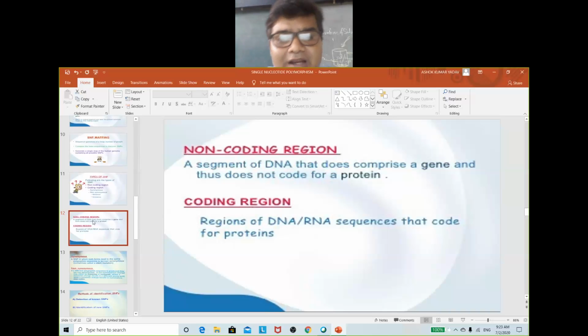So you can observe SNP in both regions, non-coding region and coding region. But SNP in the non-coding region has no importance because it is a silent mutation. It means we can use it for forensic purposes, but no such effect can be observed in the individual.